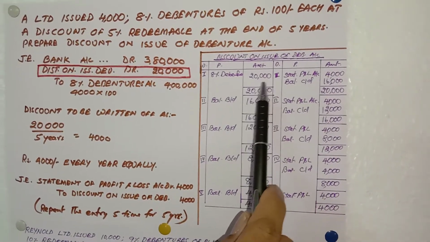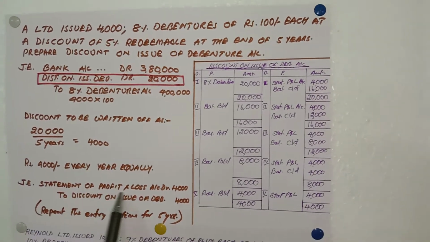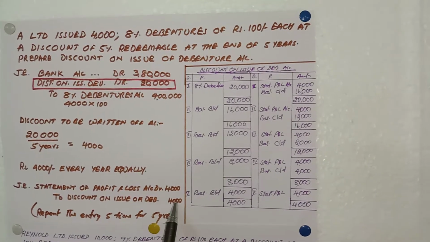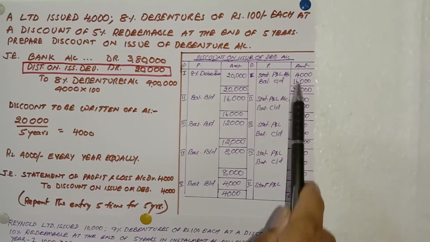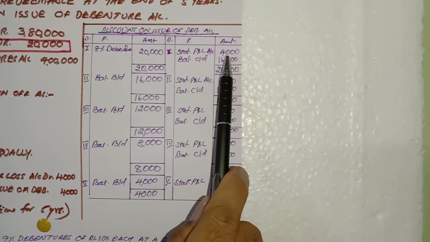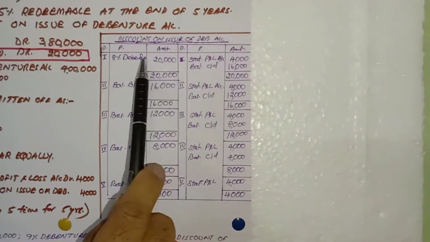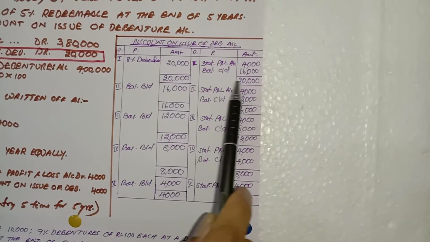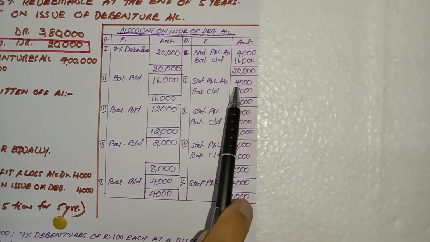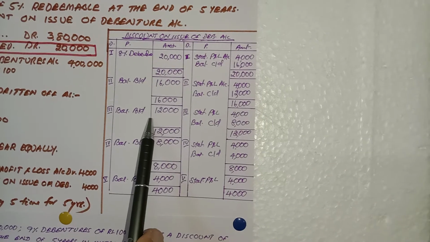Now when I am writing off discount on issue of debenture, my journal entry says statement of profit and loss to discount on issue of debenture. That means the discount on issue of debenture account is being credited, so I credited here. Very simple. Write profit and loss on this side and write the amount, that is 4,000 equal installment. Balance this just like we used to balance in the depreciation chapter. So you get the carried down balance here. Again next year 16,000. Again my equal installment, profit and loss 4,000. Then it became 12,000. Then get the brought down balance.